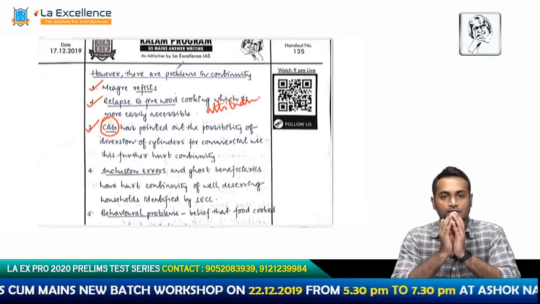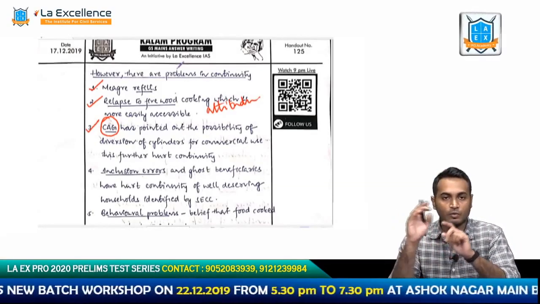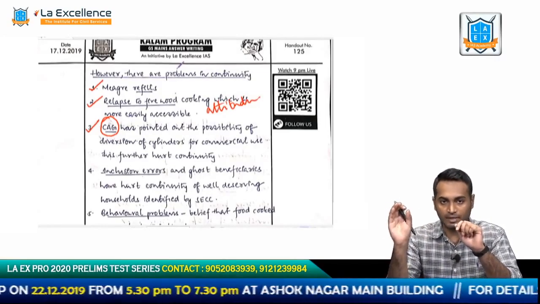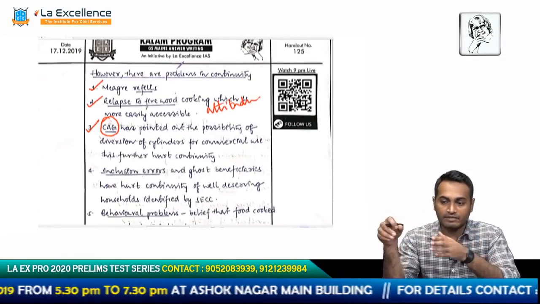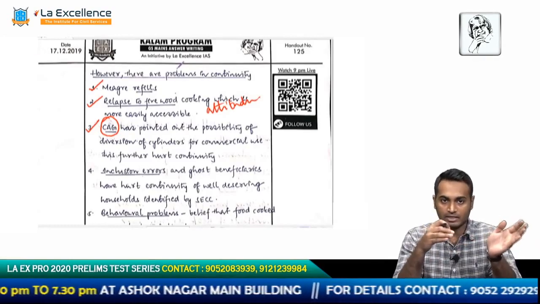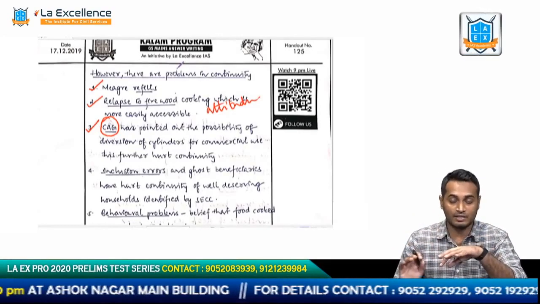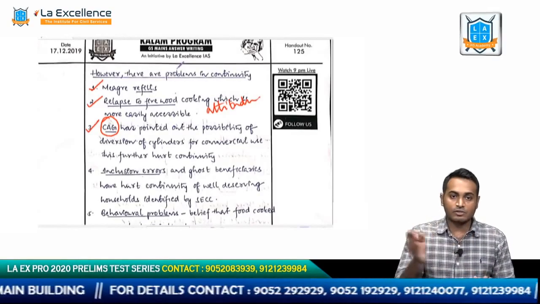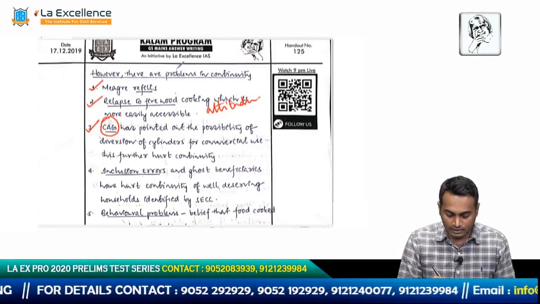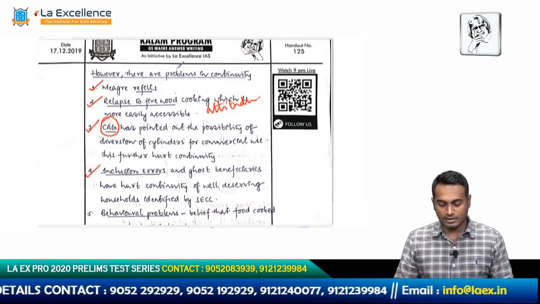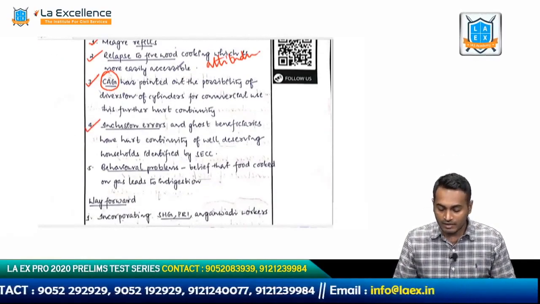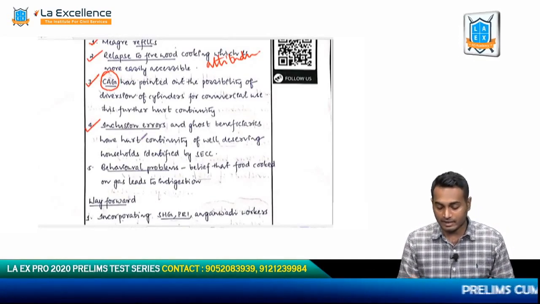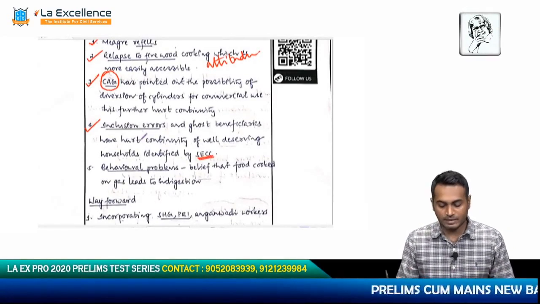See, these cylinders are supposed to go to the rural households who are identified by SECC data, or socio-economic caste census data, but then these are being diverted to commercial use, is what CAG has tried to say, and this person has pointed out. So this diversion is also hurting the continuity. The next thing is the inclusion errors and ghost beneficiaries have hurt continuity of well-deserving households which are identified under SECC. So this should have been underlined.